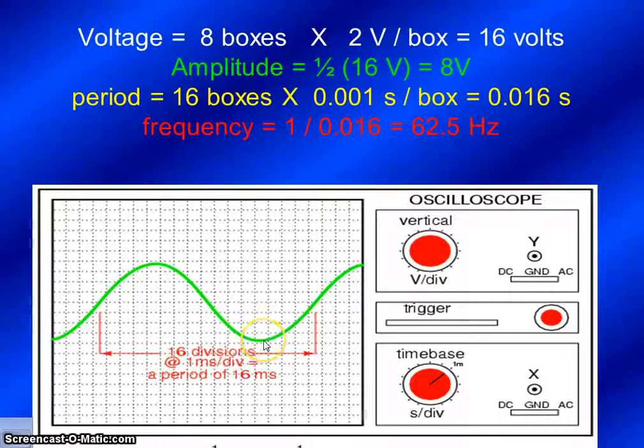If those boxes were set at 2 volts per box, or division, you'd have 16 volts. You want amplitude, you take half of 16, and it's going to be 8. Makes sense because it's cut in half.